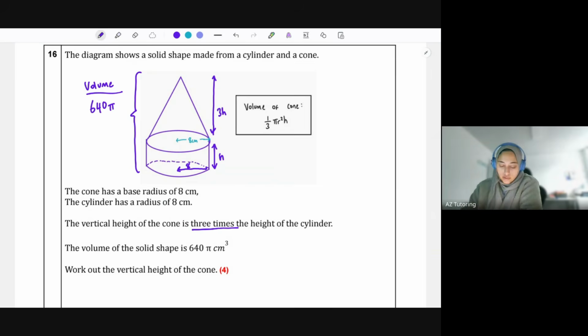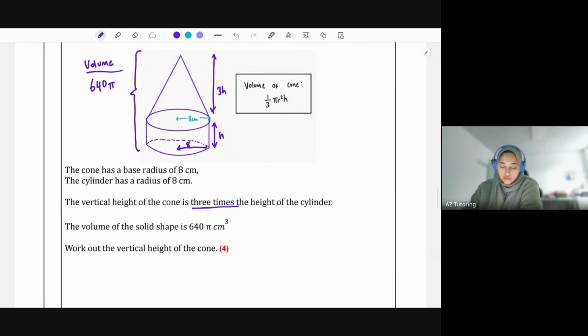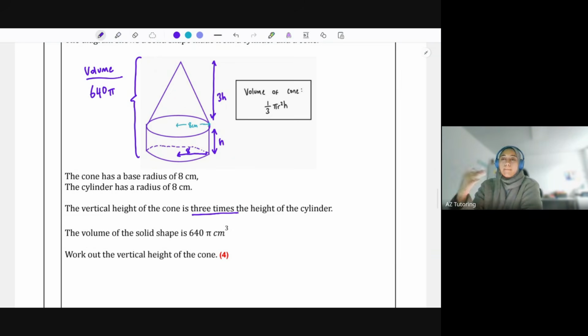Okay, so we know the entire volume of the solid shape is the volume of the cone plus the volume of the cylinder. They told us the volume of the cone. How do we work out the volume of the cylinder? It would be the area of the face of the cylinder, which is a circle, which you should know as pi r squared. And then we're just timesing that by the height, so h.